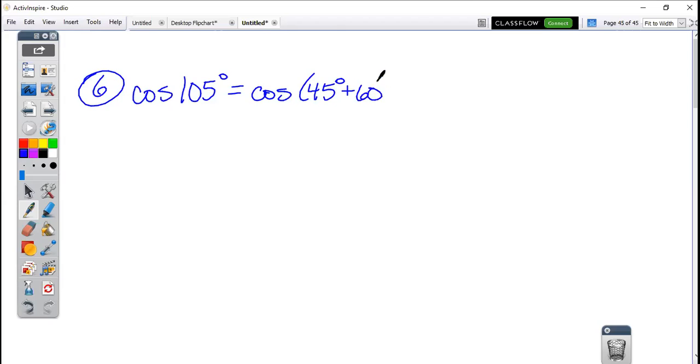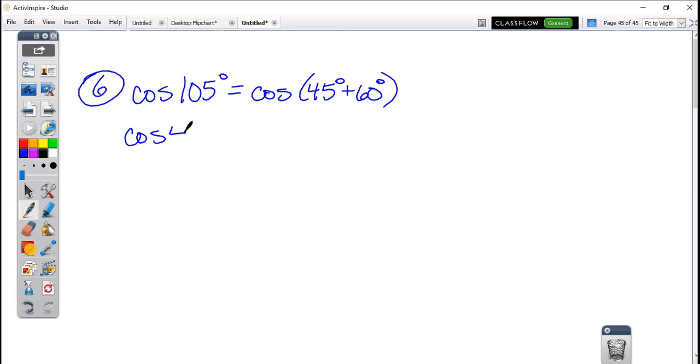I encourage you to do one of the different ones, just so you can see that you should get the same answer. Okay? So if you want to do 135 minus 30, go for it. If you want to do 150 minus 45, go for it. I'm going to do the one where we're adding.